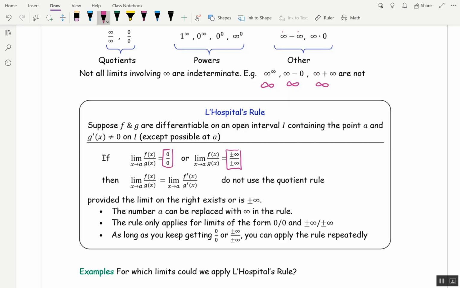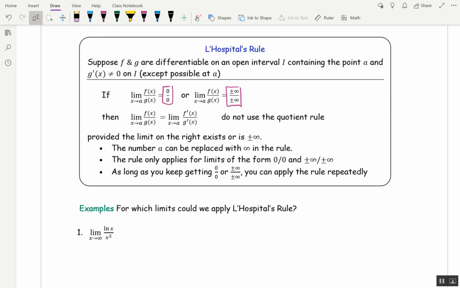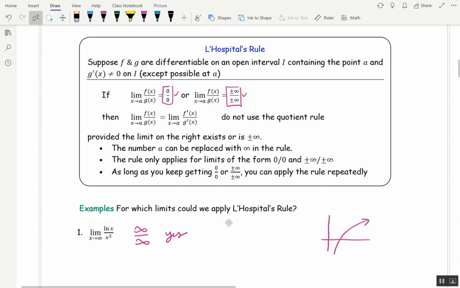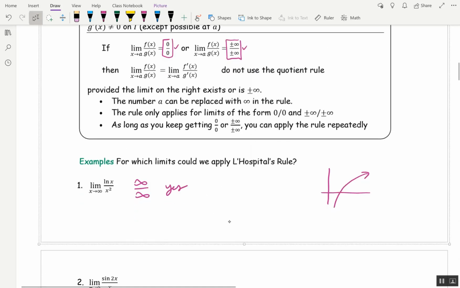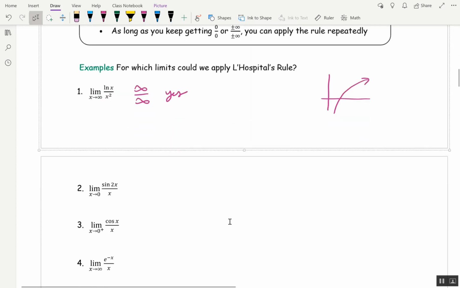Okay, so let's look at some examples. If you try and apply L'Hôpital's rule when you don't have one of these forms, then you won't get the right answer. And so it's important that you check every time that you actually have one of these forms before you apply L'Hôpital's rule. So for this first one, as x goes to infinity, just keep in mind what the graph of ln x looks like. It goes up forever. So the numerator's infinity and the denominator's infinity. So yes, we could apply L'Hôpital's rule to that limit. We'll practice actually using it in a minute, but right now I just want to determine what's indeterminate.